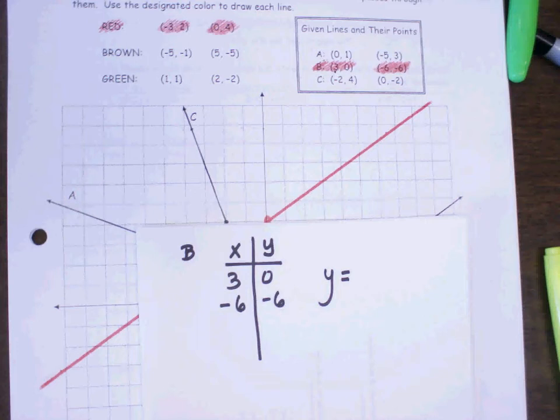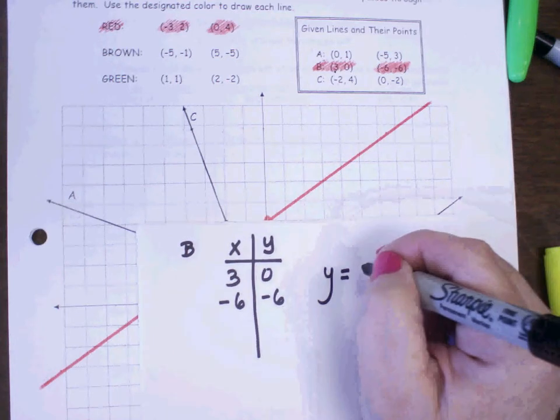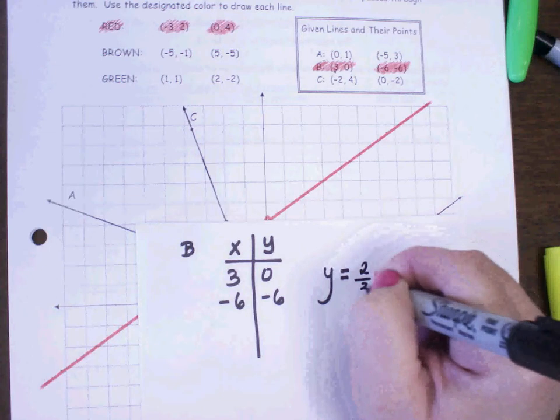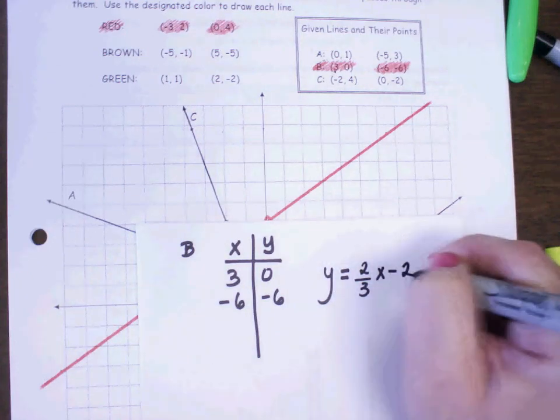So go for it. Where do you have to go in the calculator? Stat. Thank you very much. So go for that. Make the line regression. To what? So it's 2/3 x minus 2.